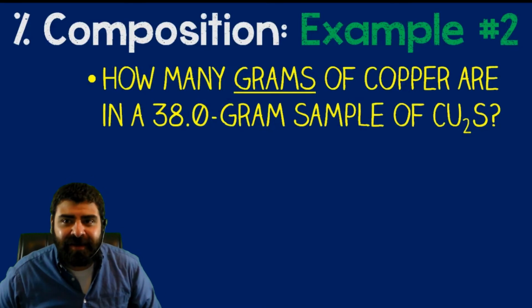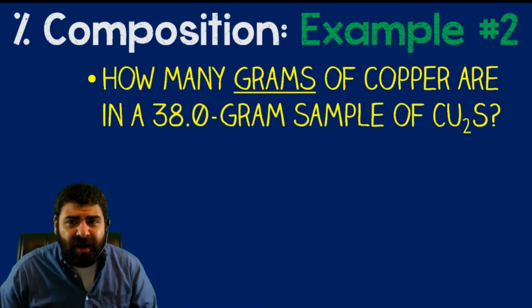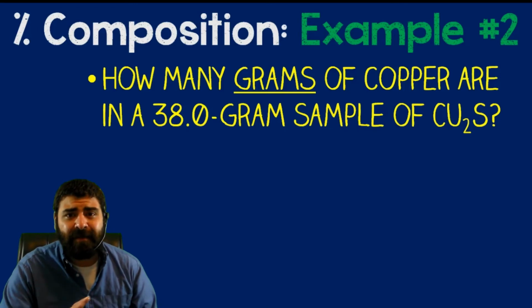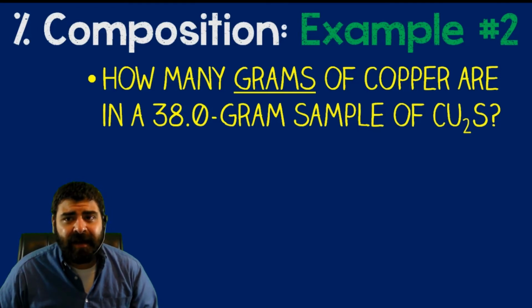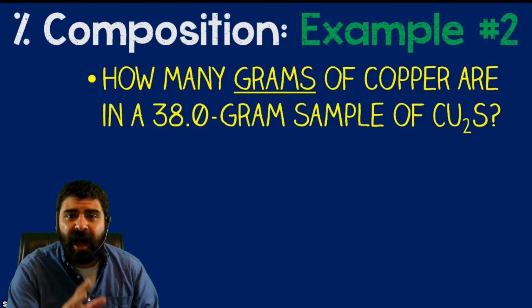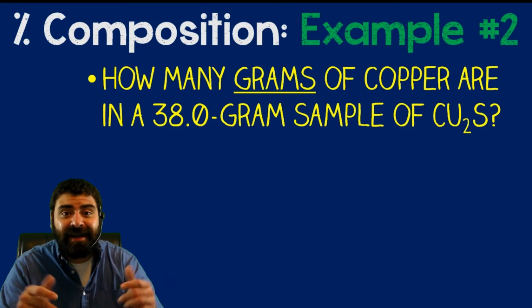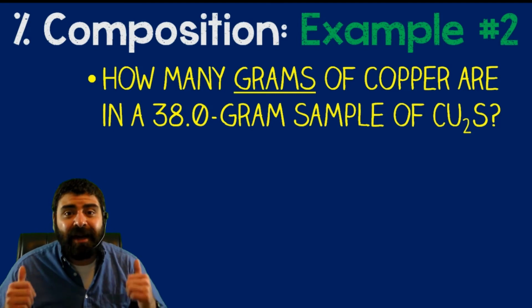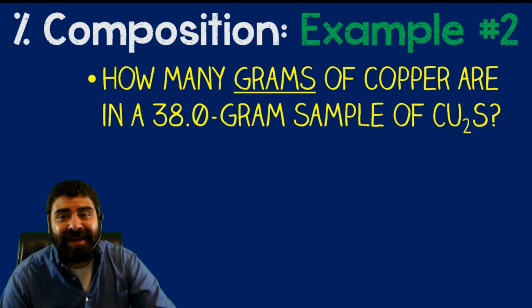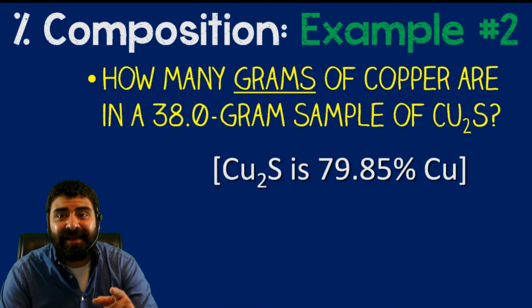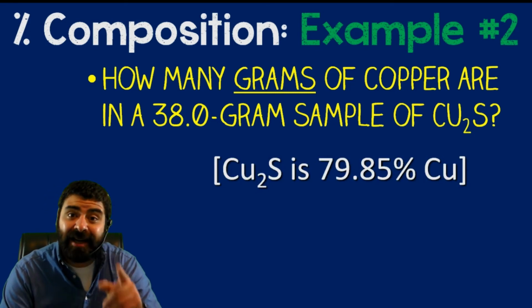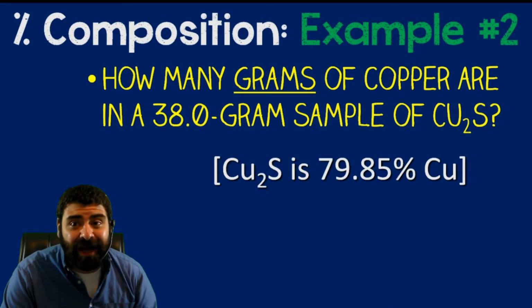Example 2. If you have a 38 gram sample of copper 1 sulfide, how many grams of copper are in there? For this one, we've got to use the numbers we got earlier. We know that there was 79.85% copper from the problem we just did a little while ago.